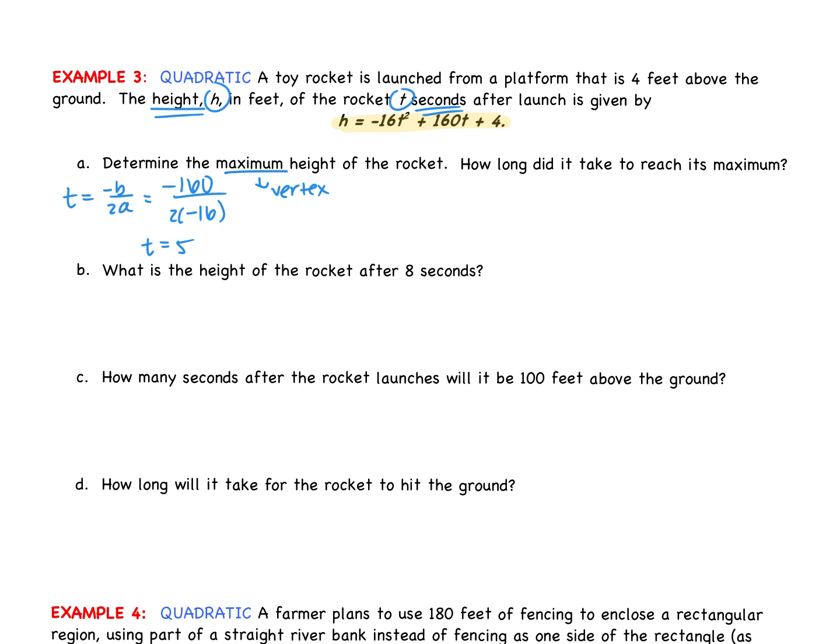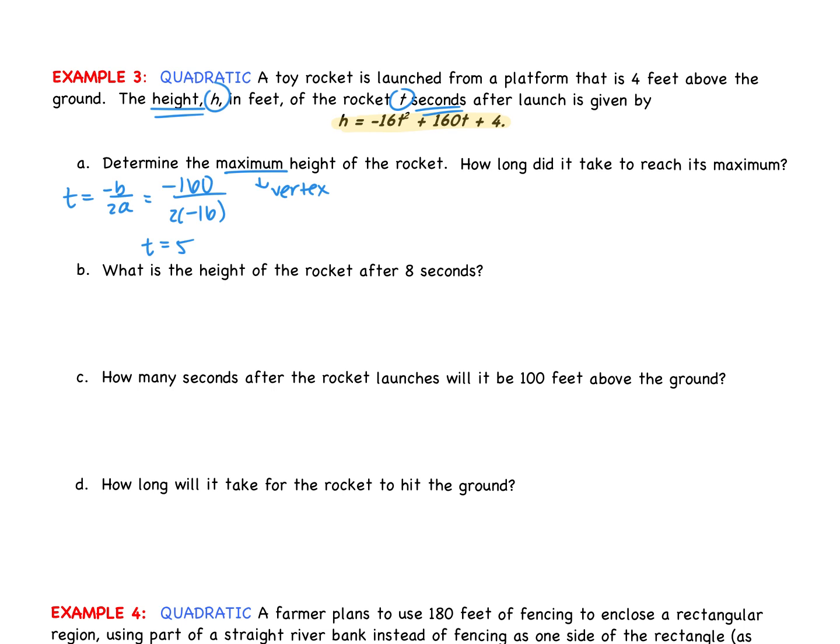Anybody get something else? No? Okay, does that 5 answer the question? Determine the maximum height. Is 5 the maximum height? No, what is 5 then? Like in the context of the problem, what does 5 represent? H. Not H, the seconds. Audrey. T. Yeah, it's the time to reach the maximum height.